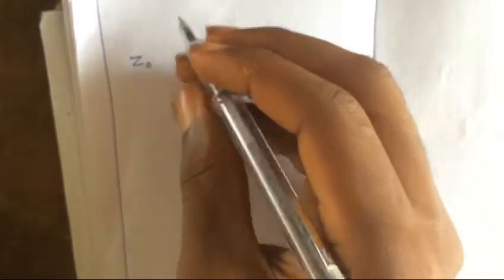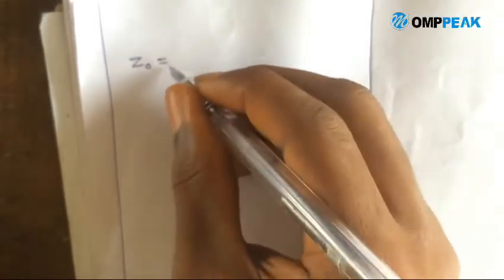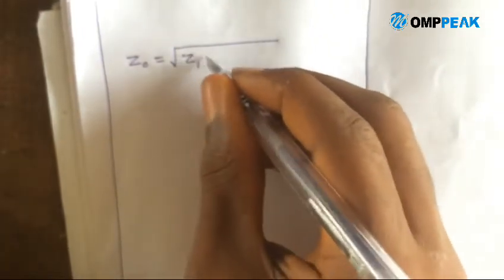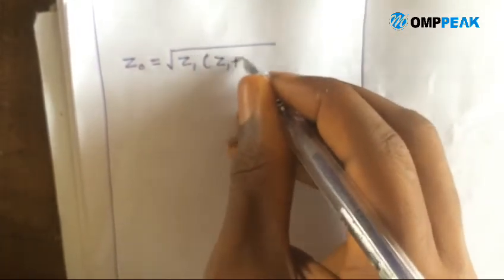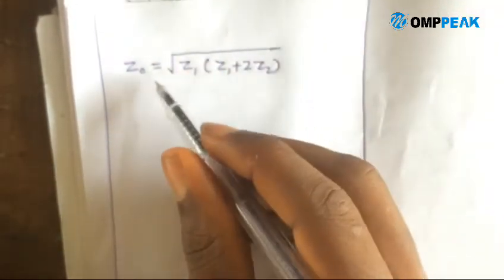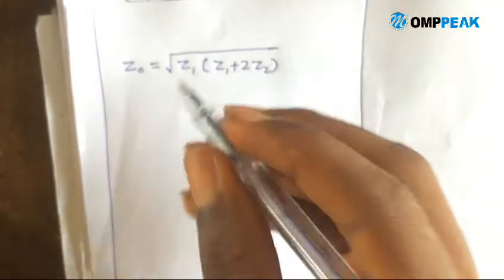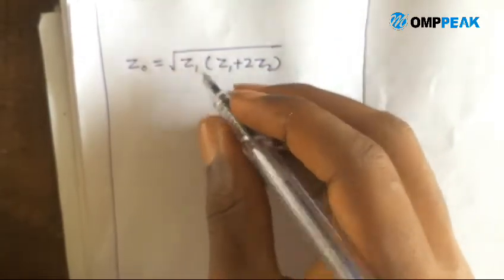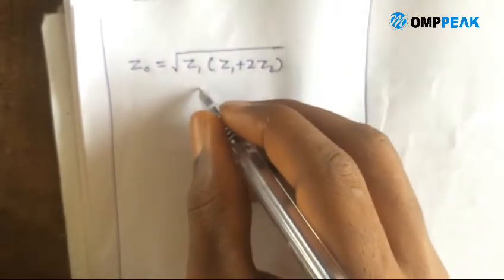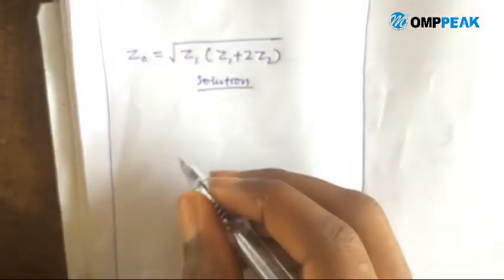In this video, we're gonna prove this formula: Z0 = root Z1 (Z1 + 2Z2). This formula is for characteristic impedance. Now, to solve this kind of question, or to get back to this equation, we have to draw the circuit diagram in order to understand this.